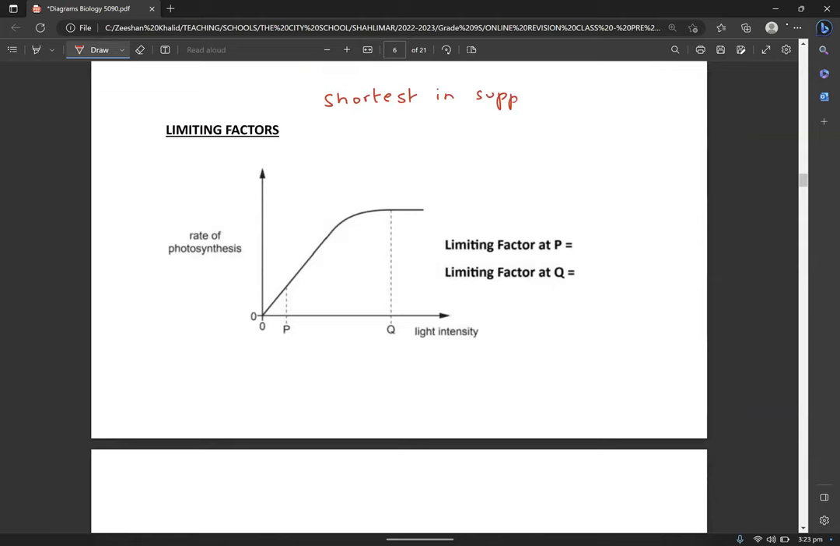Theek hai ji? And it determines rate of reaction. Determines rate of reaction. Kya matlab? Agar aap isko change karenge, to rate of reaction change hoga. So we need to know what is the limiting factor at P. X axis pe light intensity di hui hai, aur Y axis pe rate of photosynthesis diya hua hai.